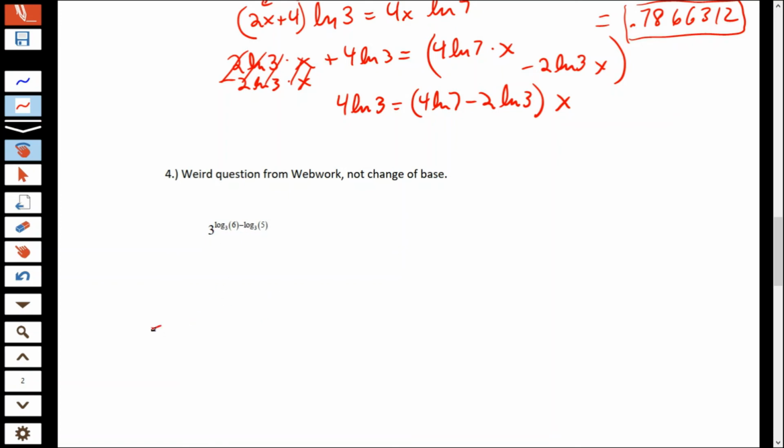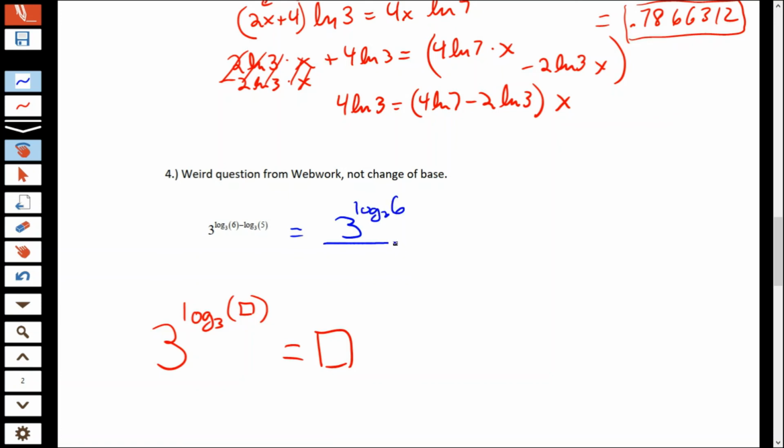Now, I know if this was 3 to the log base 3, that they're going to undo each other, and I'm just going to get out whatever the box is. Of course, that's as long as it's positive, right? But here we have two things. So what we're going to do is we're going to use the properties of exponents to split them up. Subtracting exponents is the same thing as division. This is actually 3 to the log base 3 of 6 over 3 to the log base 3 of 5.